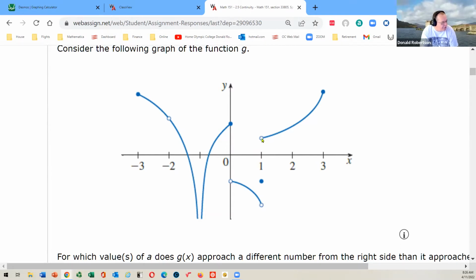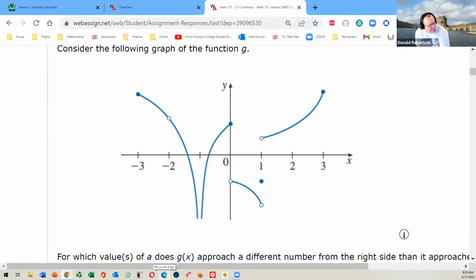Okay, so there is a discontinuity at x equals 1. It doesn't have a right or a left, so you were correct to say it has neither. And we would call that particular type of discontinuity a jump discontinuity. Okay, what's happening at x equals -2? That is a discontinuity.